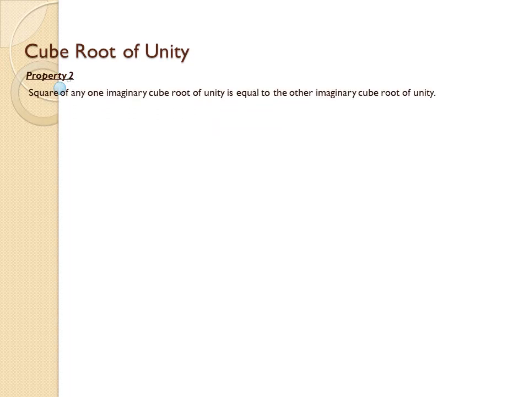The square of any one imaginary cube root of unity is equal to the other imaginary cube root of unity. So one imaginary cube root squared equals the other imaginary cube root. How? Let's see with an example. Let's say one cube root is minus 1 plus root 3 i by 2. If I square it, it becomes 1 by 4. And (a plus b) whole square is a square plus 2ab plus b square. So minus 1 whole square plus 2 into minus 1 into i root 3 plus i root 3 whole square.